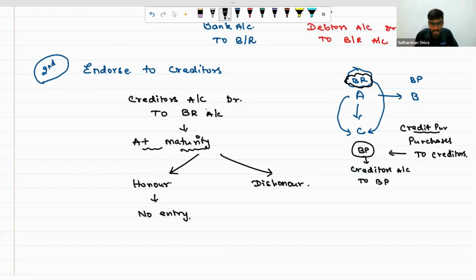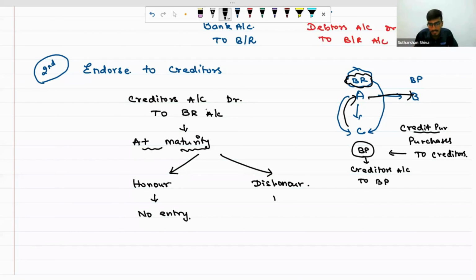Why are we not putting the entry for A? It is not actually collected by A, it is actually collected by C. In C's books, we have a honoring entry. For dishonor, suppose the payment is not done, C will come to me. C will scold me: your payment is not clear, just make my payment. What will A do? A will go to B and say your payment is not clear, just give it to me. So he will act as an intermediary.